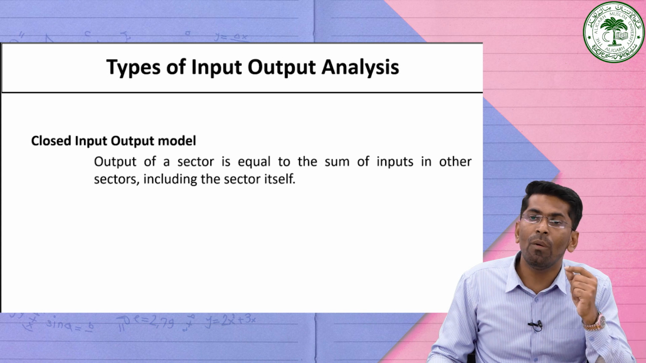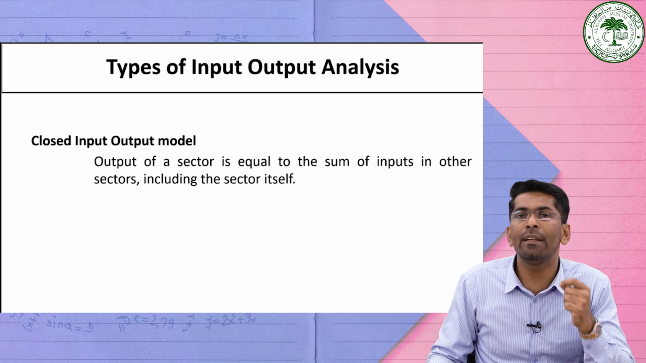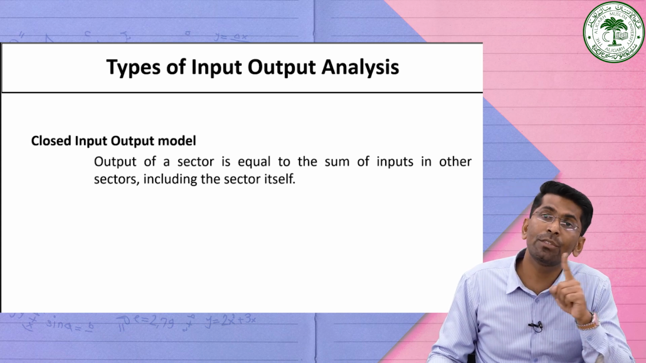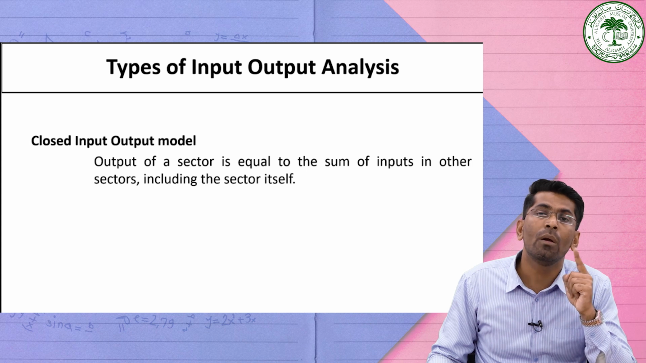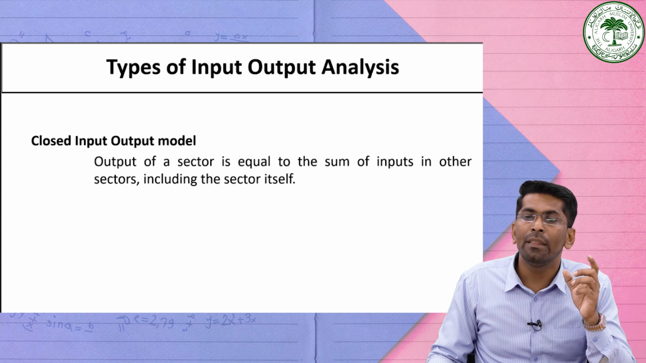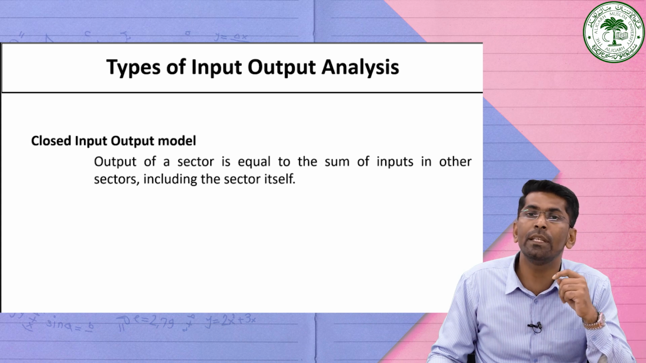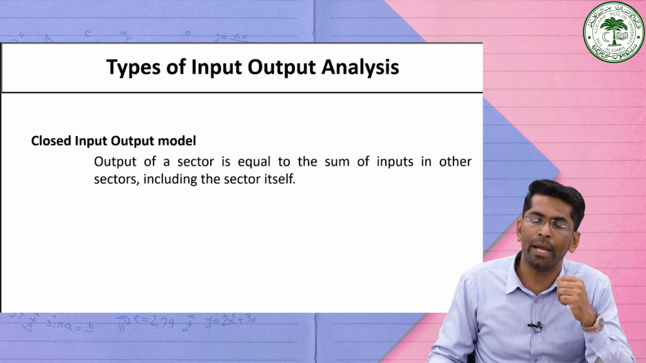That's why we are saying that it includes only the intermediate demand, or we can also say the inter-industry demand. And there is no final demand in the case of a closed input-output model. So in a closed form, the entire production is consumed by those participating in the production process. That means it is used for the intermediate demand.